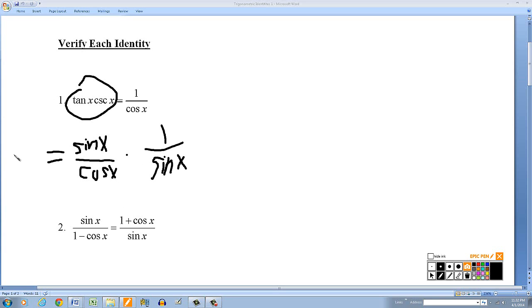So again, I started over here with the left side, so that's over here. And notice, just use a little algebra, these cancel out. They divide out. These become 1s. So what do I have left? Equals 1 times 1 on top, so that's 1. On the bottom I just have cosine of x times 1, so that's cosine of x.